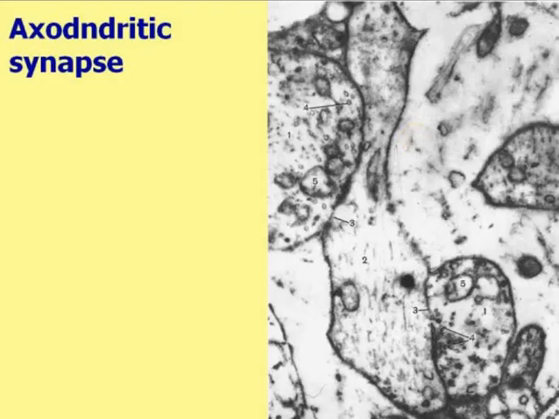This is the axodendritic synapse. Under the electron microscope there is a dendrite and two axons, the synaptic vesicles and organelles. And this is the synaptic cleft, where vesicles, where mediator will be released.